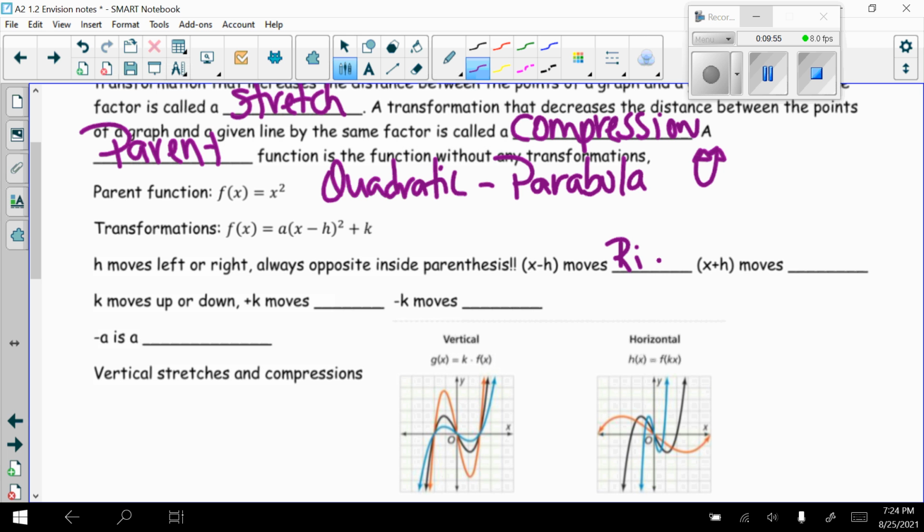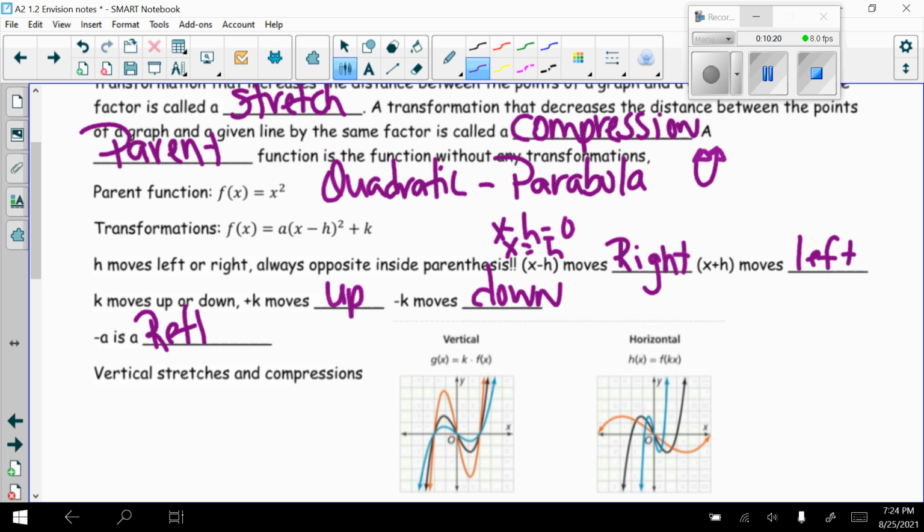Because when we come out, to solve x minus h, I would have to add h to both sides. So it's moving to the right. X plus h moves left. The k on the outside moves it up or down. If it's a positive k, it moves up. Negative k moves down. A negative a is simply a reflection.